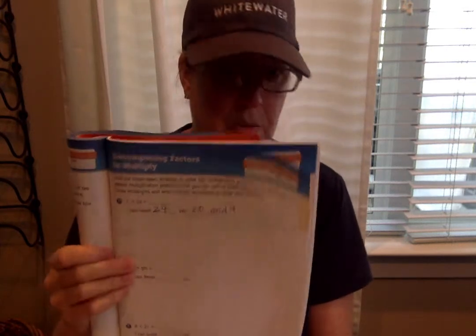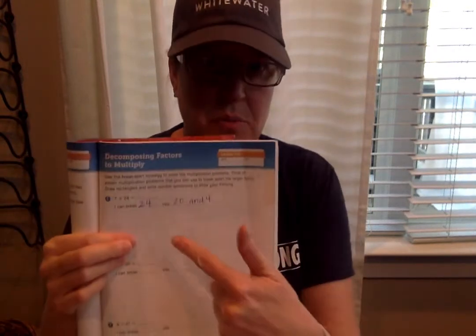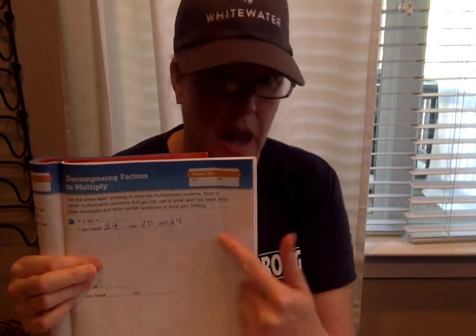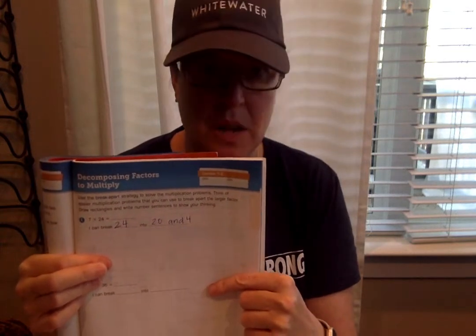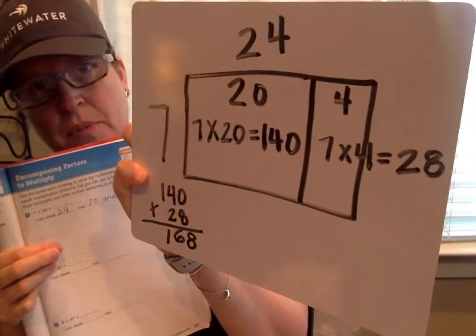So you're going to write the 7 by 24 rectangle here, break it up into 20 and 4, show the three number models. 7 times 20 equals 140, 7 times 4 equals 28, and then 140 plus 28 equals 168, and then you just need to go back up here and write 7 times 24 equals 168, okay? Here's what all of the things you're going to write in your workbook look like. All right, that all goes right here below number 1.